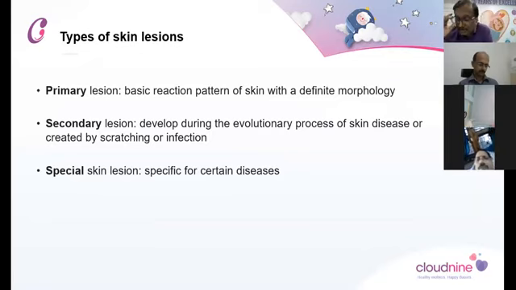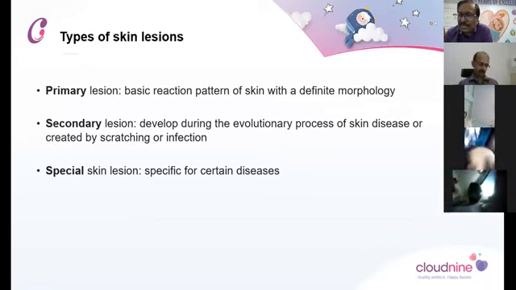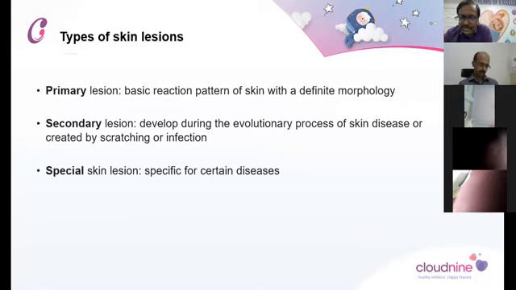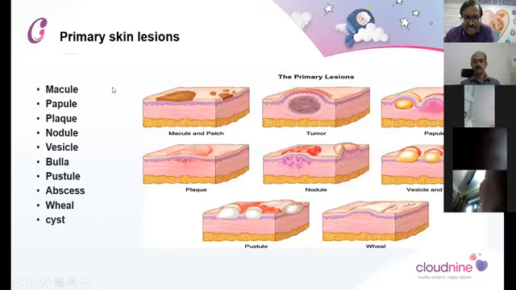Now I am going to touch upon the common skin lesions we see in clinical practice. For that we need to understand what are the types of skin lesions. There are mainly 3 types. One is primary lesion, secondary lesion, and special skin lesions. This is very important. We have to use the correct terms for describing the skin lesion. It is not easy. Now let us go through one by one. These are the primary skin lesions I am going to talk through: macule, papule, plaque, nodule, vesicle, bulla, pustule, abscess, wheal, and cyst.